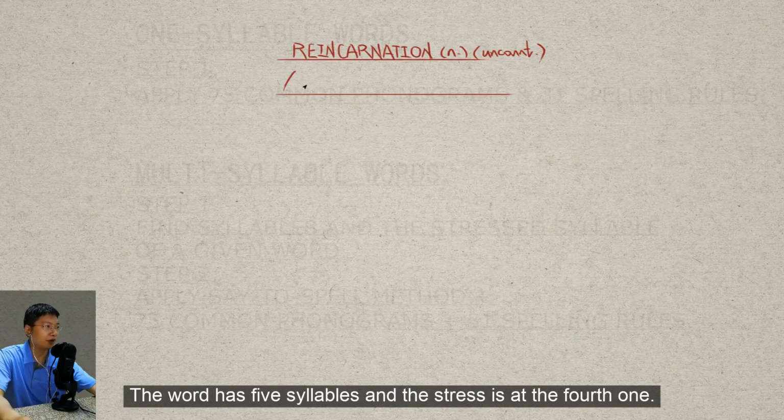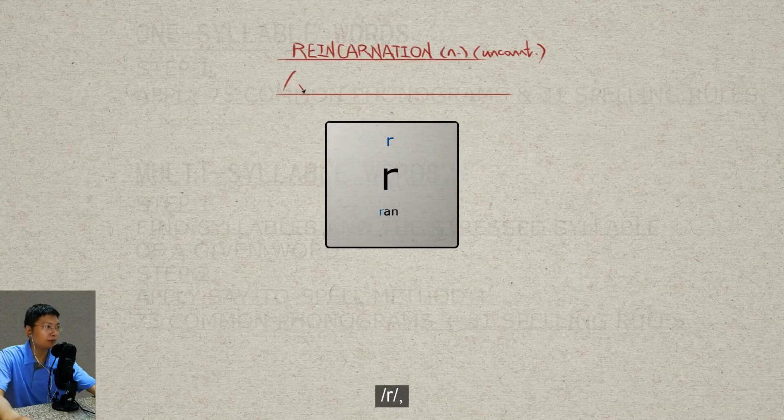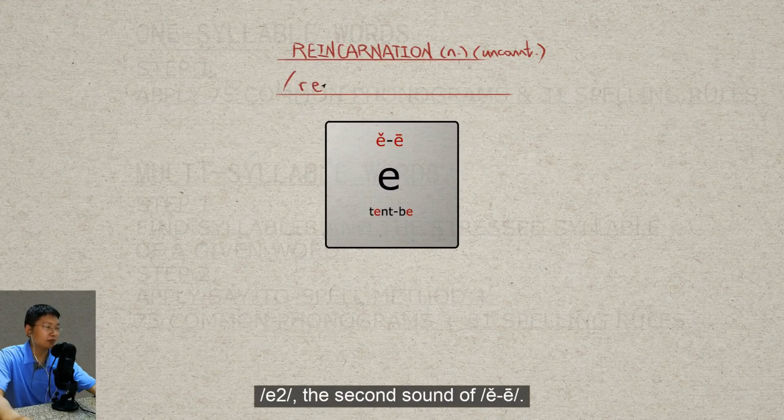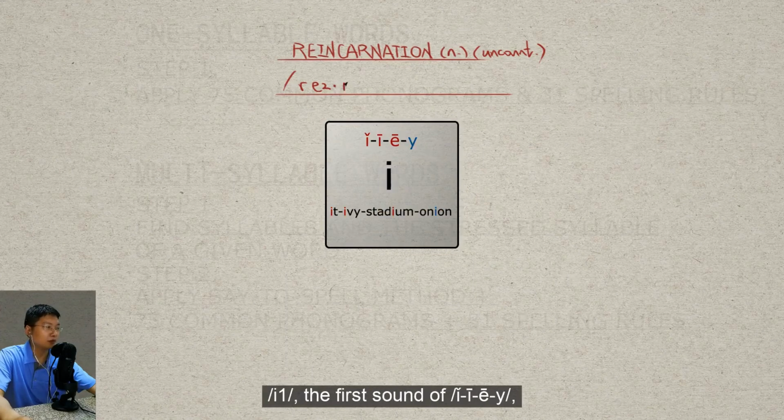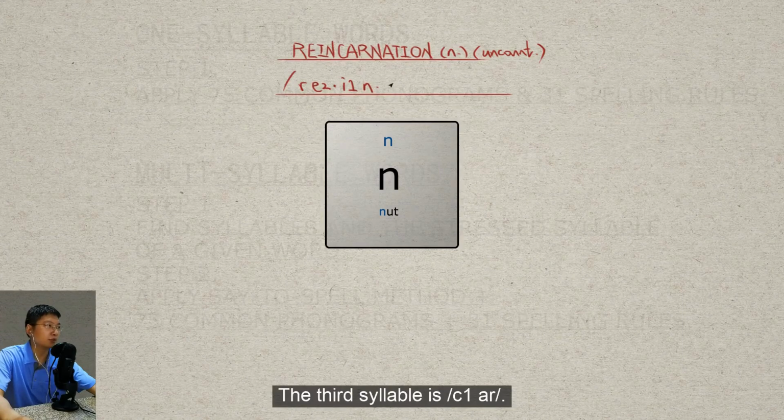The word has 5 syllables and the stress is at the fourth one. The first syllable is re, e. The second sound of a-e. The second syllable is in, e. The first sound of e-i-e-y. The third syllable is car, k. The first sound of k.